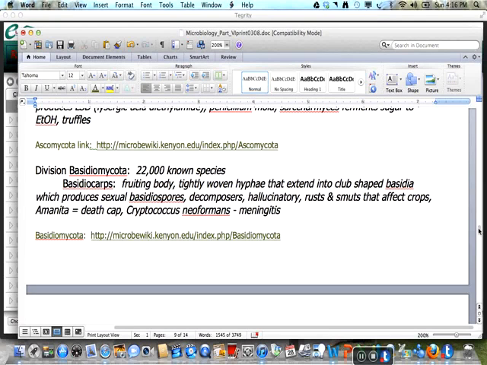The Basidiomycota have 22,000 known species. The basidiocarps have fruiting bodies and are tightly woven hyphae that extend into club-shaped basidia, which produce sexual basidiospores. Many are decomposers and hallucinatory. They include rusts and smuts that affect crops. A couple of examples are the Amanita or deathcap mushroom and Cryptococcus neoformans causing meningitis.